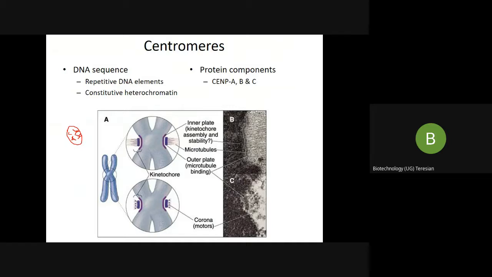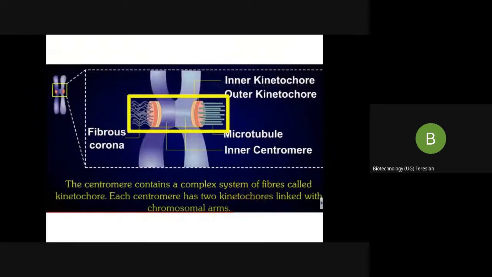So we can look into another picture. Here it is. See, this is the metacentric chromosome. This is the centromere, and this is the inner plate. That is the inner kinetochore, and here we have an outer kinetochore, and these are the spindles which pull the sister chromatids apart. These spindles are known as microtubules, and this region is the centromere.